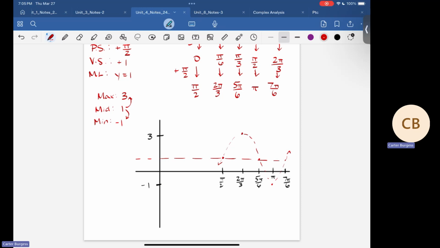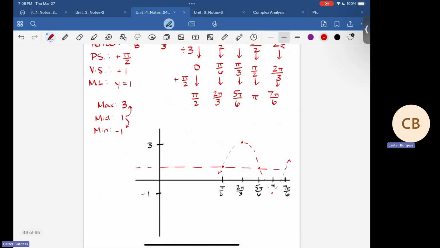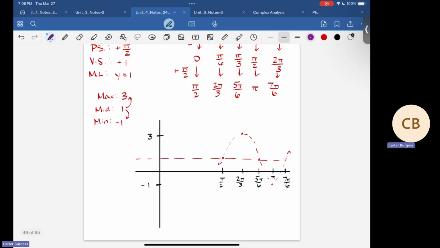But ultimately, we were not trying to graph sine, we were trying to graph cosecant. And the way we transform that is all of our midline points are going to become asymptotes. And our function is going to flip on its head here. So we got 1 period of cosecant.